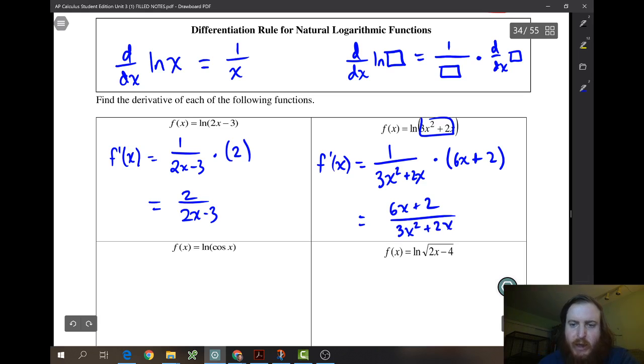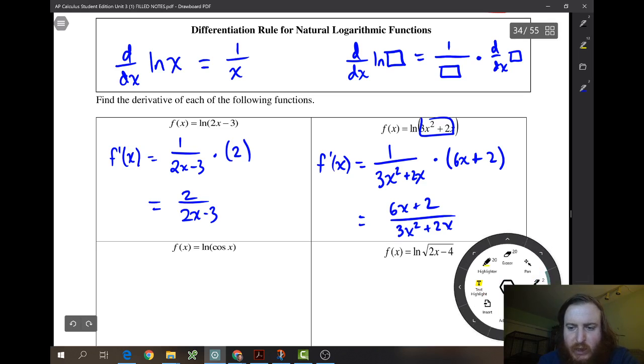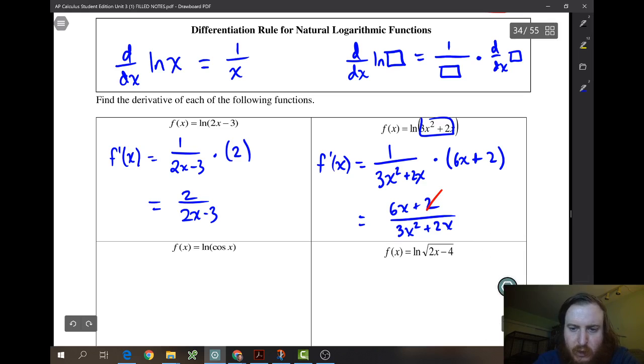And do not try to cancel anything out. You cannot cancel out the 6 and the 3 because there's not a 3 term everywhere. You can't cancel out any x's, there's not an x term everywhere. You can't cancel out the 2's because 3 is not divisible by 2. It has to cancel out everywhere. So I see a lot of people make mistakes on this kind of problem, like they'll cancel out the 2's. You can't do that. This is fully simplified. You cannot cancel out anything on this question.